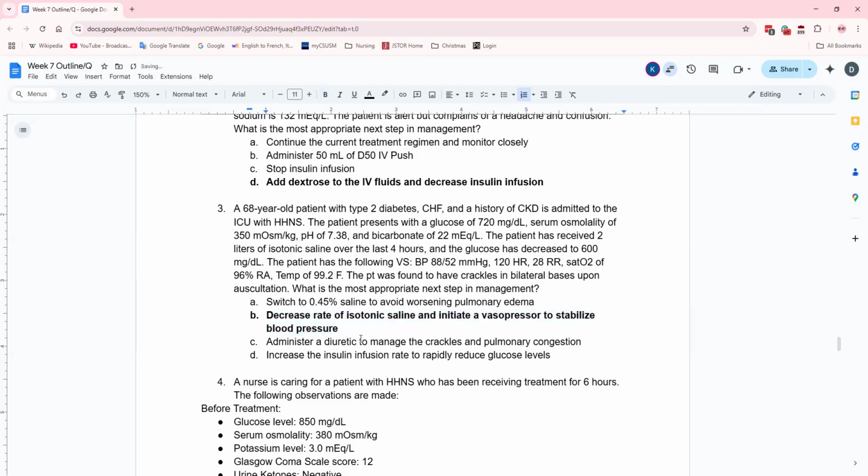So let's think about this situation. We have crackles, right? Technically, that's considered your breathing, right? But this person's having issues with their blood pressure. So in this case, why did you guys choose blood pressure over the breathing? Why did you choose C instead of B?